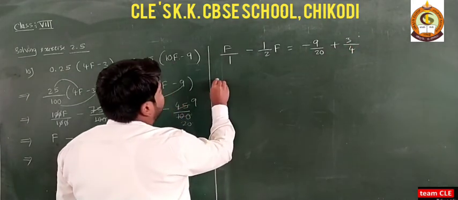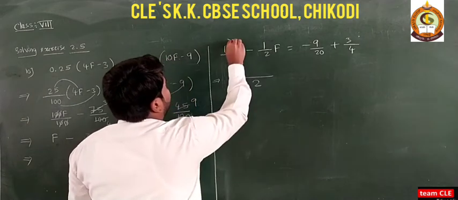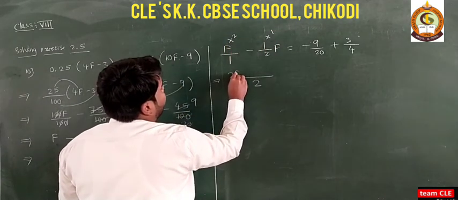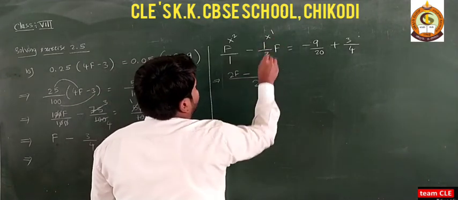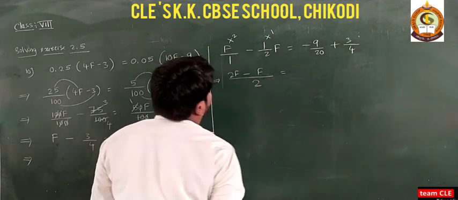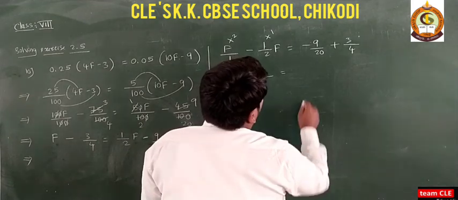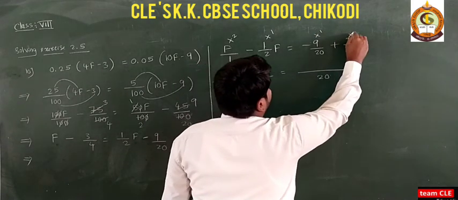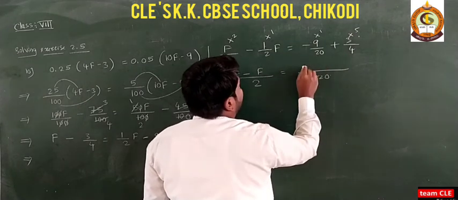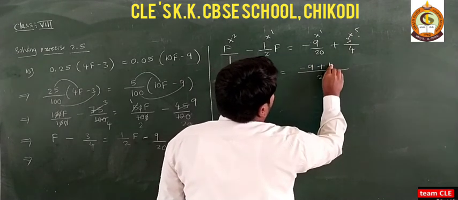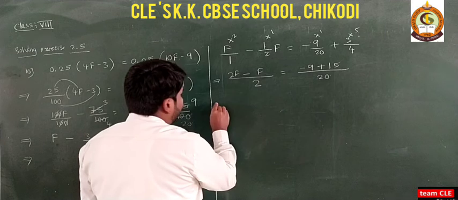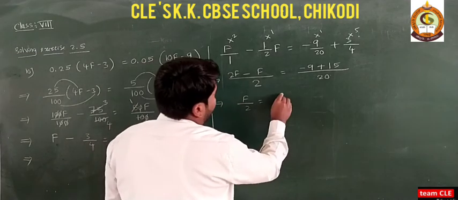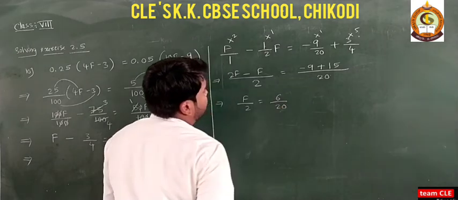Okay, now take the LCM. This is 2 into 2 into 1. So 2 into f is 2f minus f into 1 is f is equal to, we have LCM here 20, this is 20 1s are, and this is 4 5s are 20. So 9 1s are 9, minus 9 plus 3 5s are 15. Okay dear students, so now f by 2 is equal to, this will give 6 by 20.